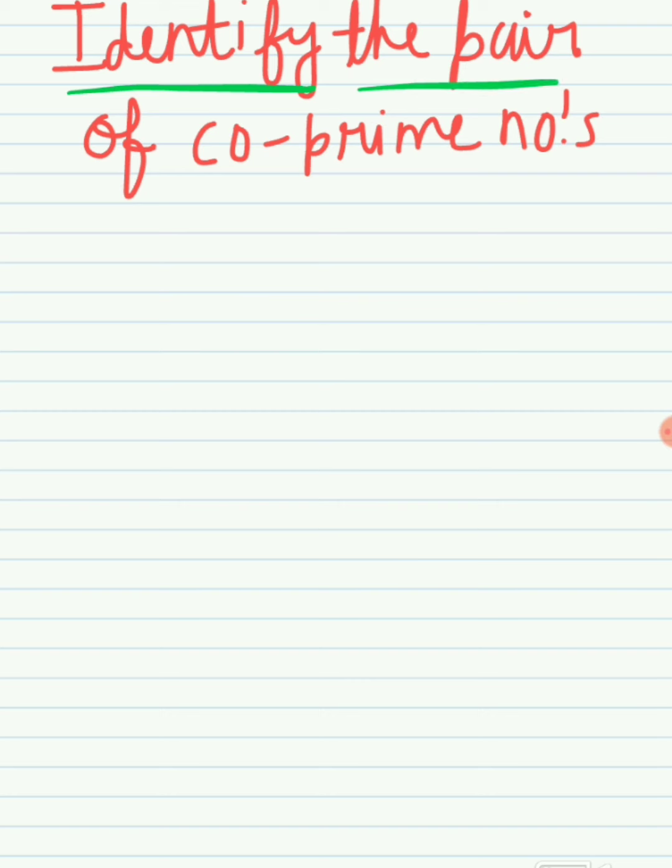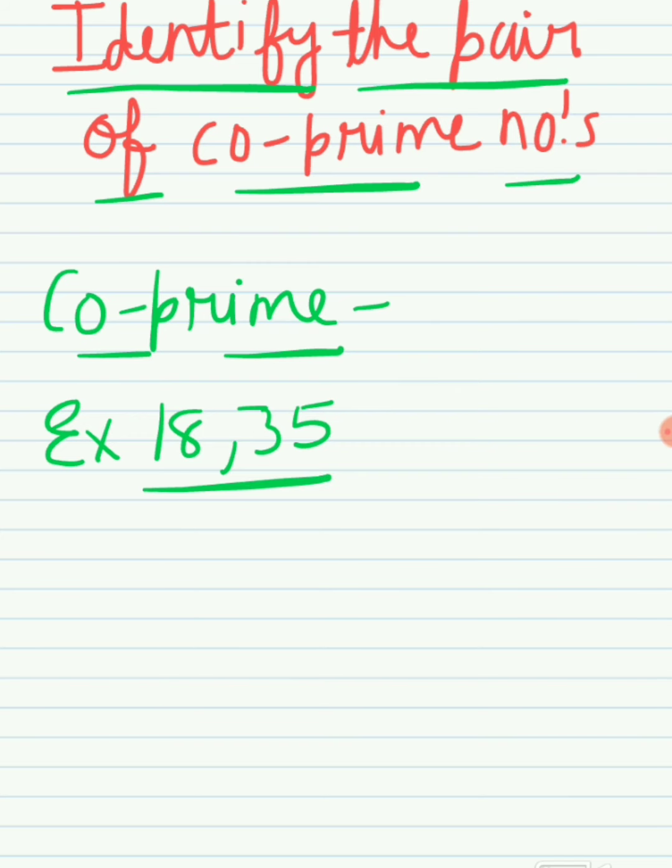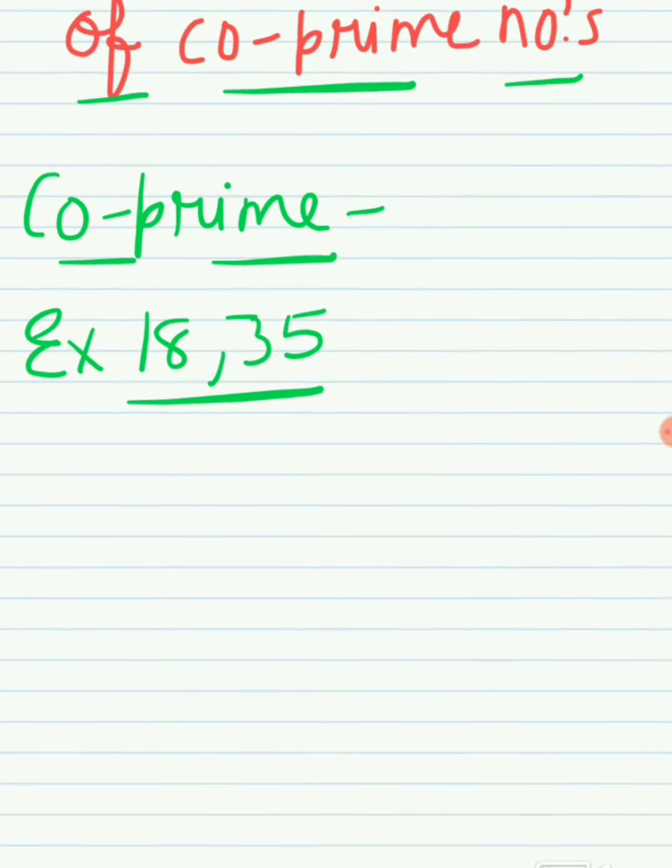Identify the pair of co-prime numbers. First of all, you should know what a co-prime number is. Co-prime numbers have only one as a common factor between the two numbers. Okay, that is co-prime. Let's take an example. 18 and 35 are the numbers I have taken. Now we have to see whether these two numbers are co-prime or not.